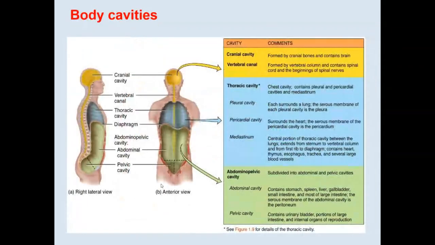What's labeled here is the diaphragm. This is a broad muscle that goes all the way across below the heart and lungs and above the liver. So it divides the thoracic cavity from the abdominopelvic cavity.